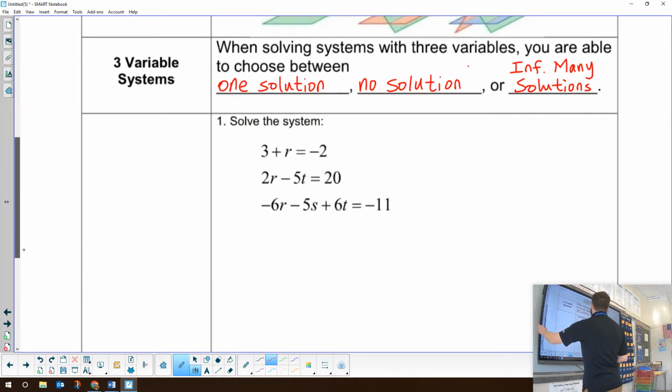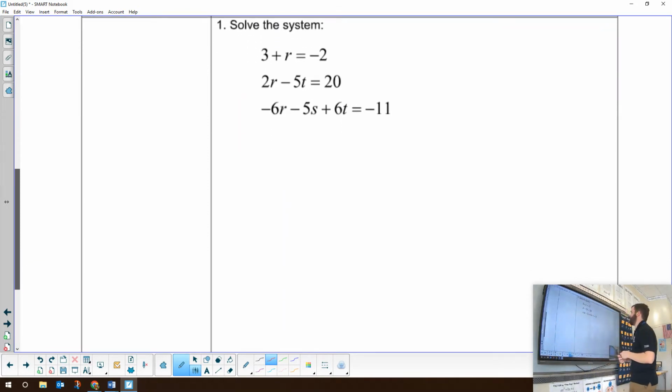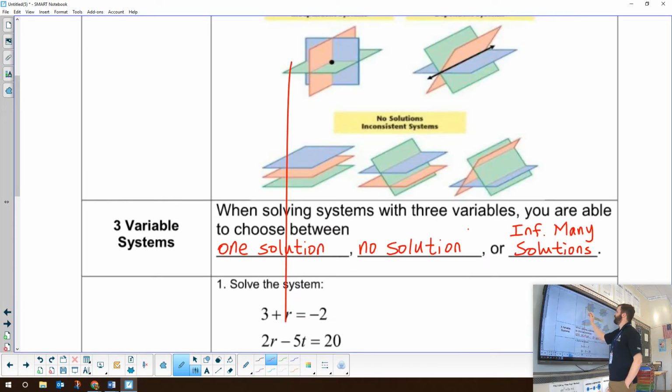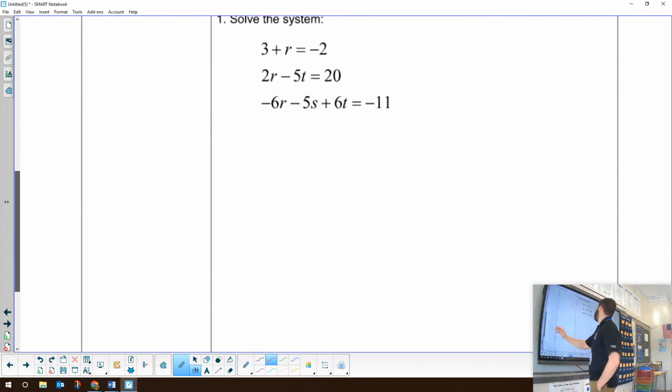So number one, you can see that we have three separate equations, right? I have 3 plus r equals negative 2. I have 2r minus 5t equals 20. And then I have this bigger equation. This one is a really simple system of three variable equations. We have an r, we have a t, and we have an s, right? And so what we're going to have to do is solve for all three of those, for r, for s, and for t.